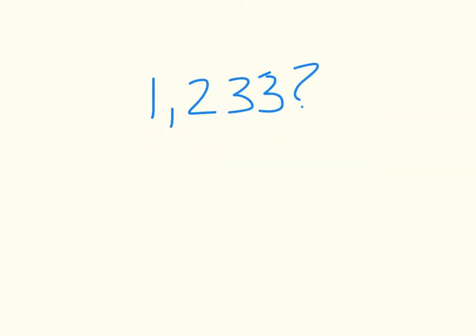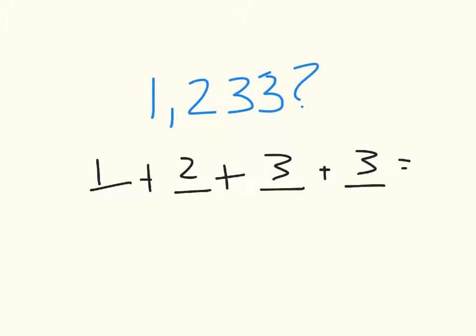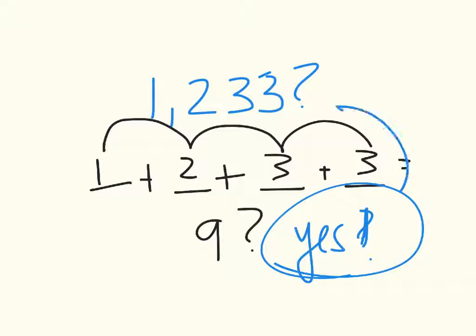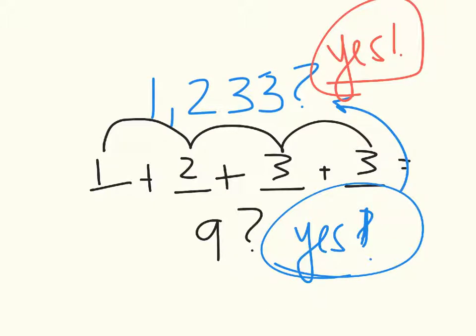One last example. This time we have 4 numbers, so we're going to add all 4 numbers together. 1 plus 2 plus 3 plus 3. 3 plus 3 is 6. 6 plus 2 is 8. 8 plus 1 is 9. Is 9 divisible by 3? Your answer should be yes. So is 1,233 divisible by 3? Your answer would also be yes.